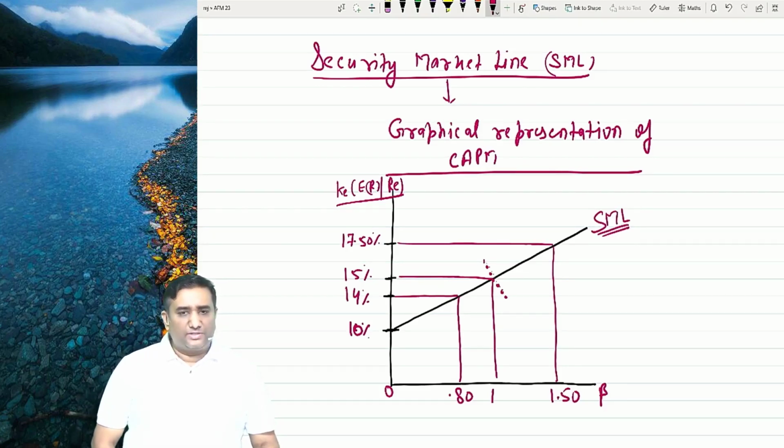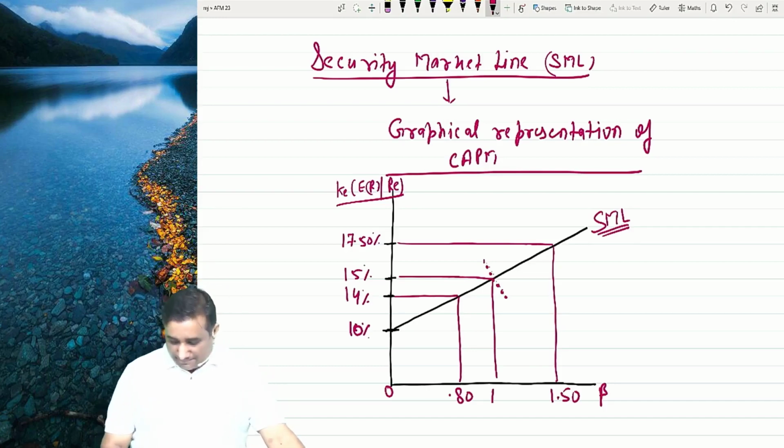How many notes have we done? Just check once. The last was the 10th number. Now 11th. The 11th would be book value per share, a very, very important term.